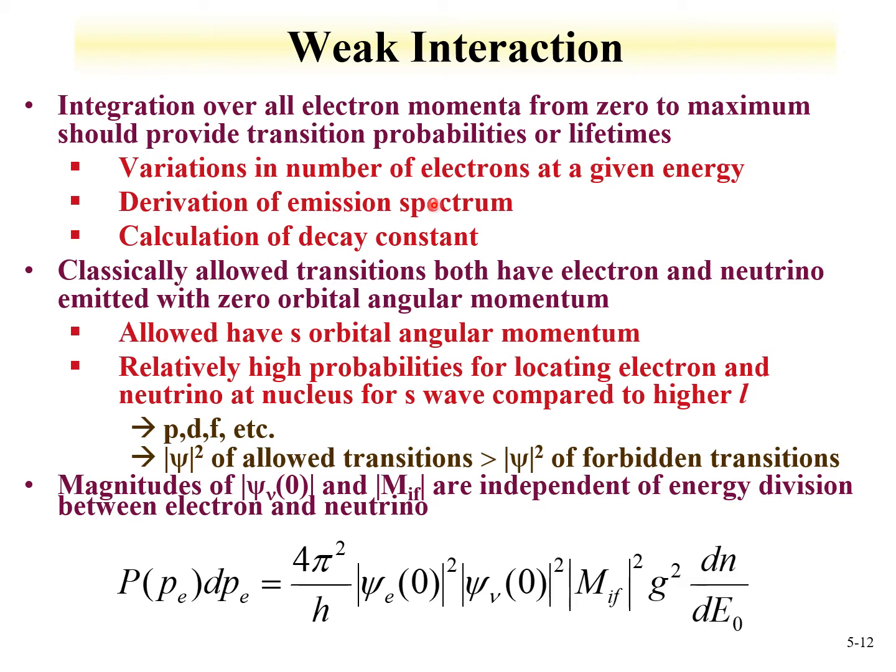Now there's variations in the number of electrons at any given energy, and I can use this to derive the emission spectra. We'll see where that's not 100% true. And I can use this for a calculation of the decay constant.